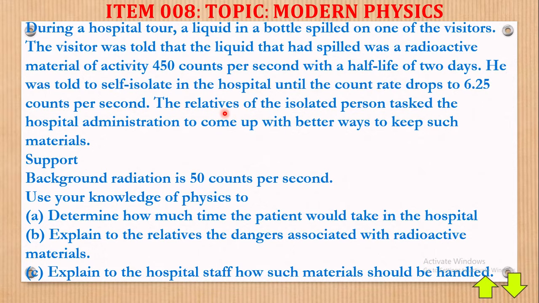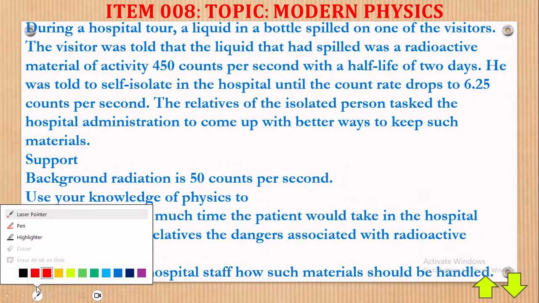The relatives of the isolated person tasked the hospital administration to come up with better ways to keep such materials. Support, they're saying background radiation is 50 counts per second. Then use your knowledge of physics to, part A, determine how much time the patient would take in the hospital. Part B, explain to the relatives the dangers associated with radioactive materials. Part C, explain to the hospital staff how such materials should be handled. With this, let's start off.